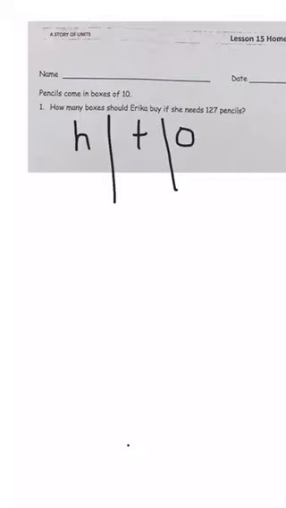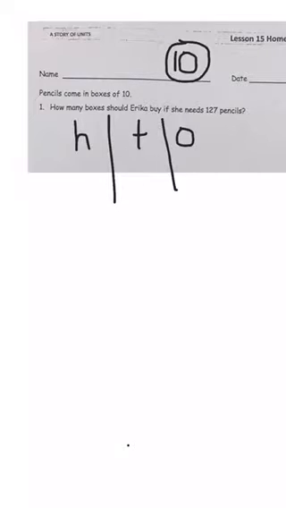So we would count by tens, and I'm just going to do circles since I have a hard time writing with this, and those circles are going to represent a group of 10. So I'll just put that up here. Each circle represents a group of 10. Now remember, she needs 127 pencils, so she may have to buy more than that, but she needs 127 at least in order to have what she needs.